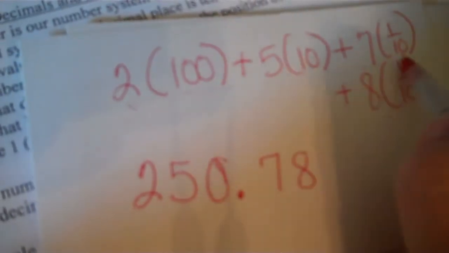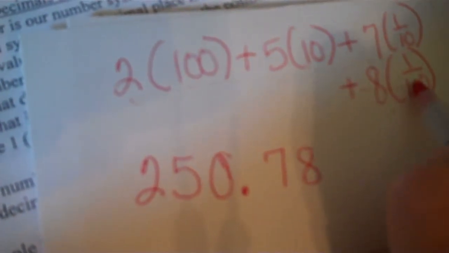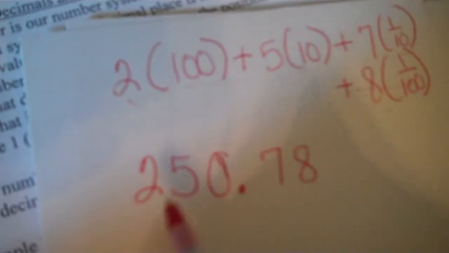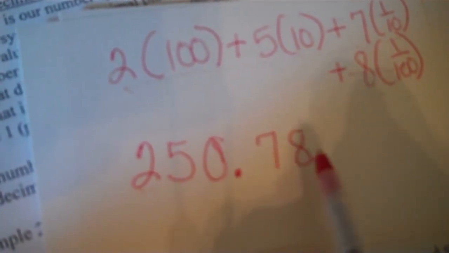So expanded form looks like this. Writing it back into decimal form or standard form looks like this. 250 and 78 hundredths. Okay? Turn your page in your book to page 80. You get mine turned. Okay? On 80, we're going to talk about comparing decimals.